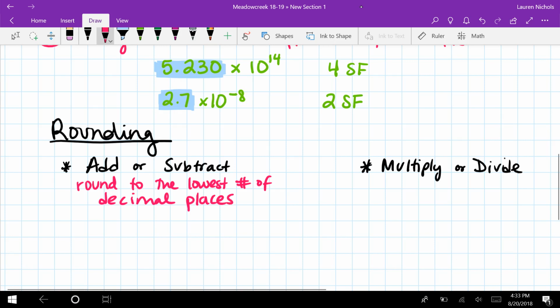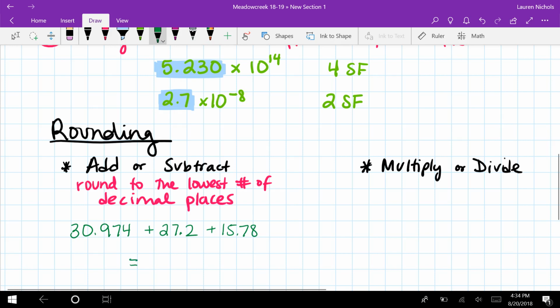So let's take a look at an example problem. You should have a calculator in front of you so that you can test this for yourself. So if I have the numbers 30.974 plus 27.2 plus, let's say, 15.78, and I want to know what that is equal to.